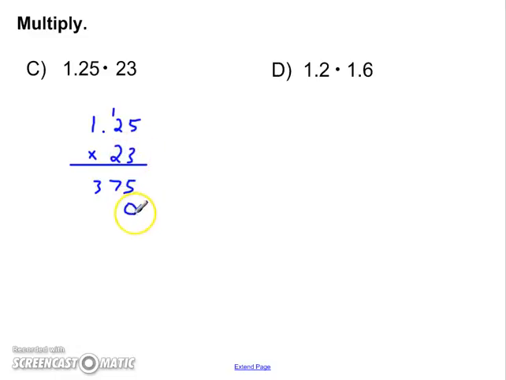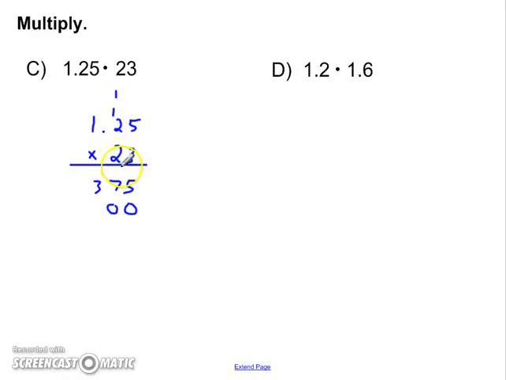Okay, so this placeholder 0 here takes the place of basically of the 0 in 20. It takes the place of all of those zeros that we would have as we multiplied 20 times 5, 20 times 2, and so on. But 2 times 5 is 10.